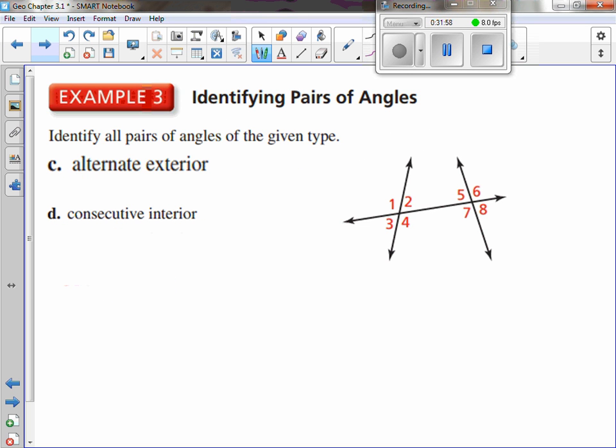Alternate exterior. So exterior would be outside the two lines. So our 1 and 8, 3 and 6. Because 1 and 8 are both outside the two lines. They're not between them. They're outside of them. And they're on opposite sides, alternating sides of that transversal. 3 and 6 are the same way. They're outside the two lines and are on opposite sides of the transversal. So they would be alternate exterior.